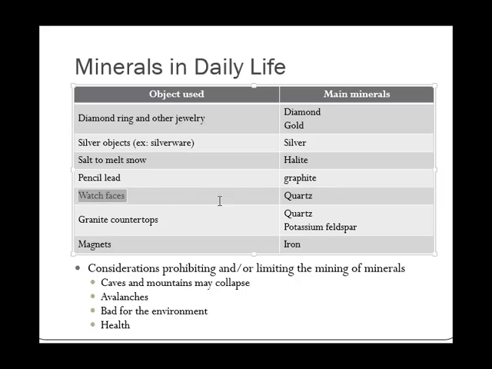Watch faces very often are made with quartz. If you look at your watch, I'm actually looking at my watch right now. You can't see it, but it says quartz right in the middle, because the watch face is made from quartz. Quartz is a very cheap, plentiful, and hard mineral, and so it can be used for things like putting things together. Magnets are made from iron.